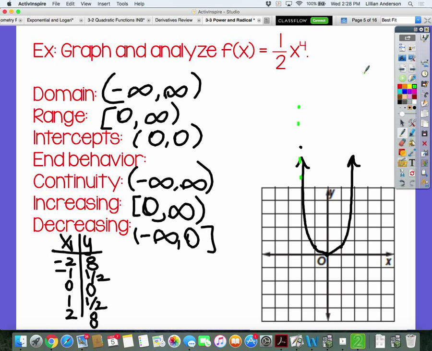Now, end behavior. End behavior is basically asking what's happening to the y's as x gets really, really big. And vice versa, what's happening to the y's when x is getting really, really small, closer to negative infinity, closer to positive infinity? What's happening at the ends?